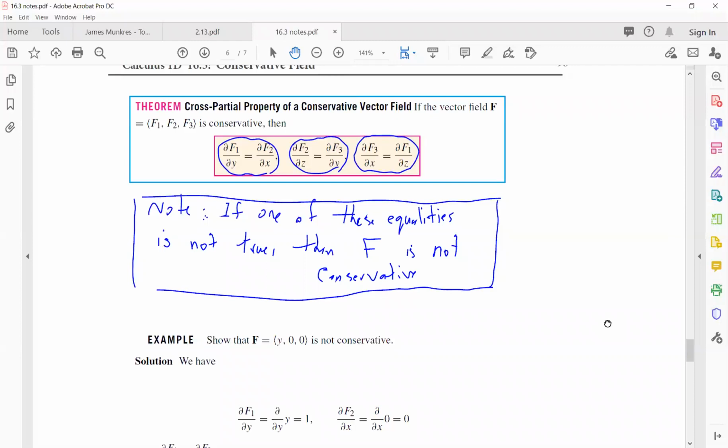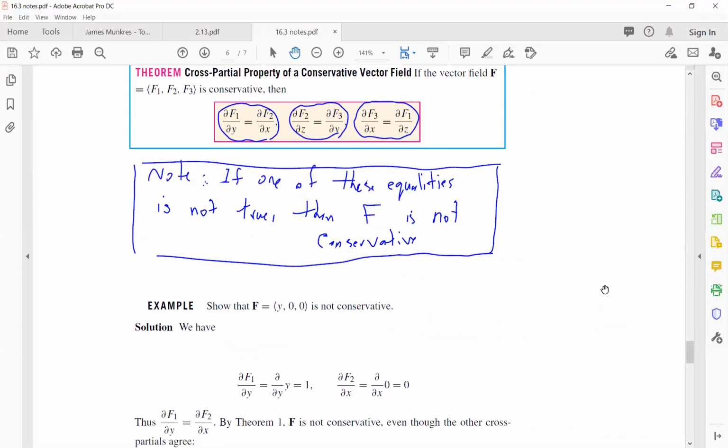Very well. Let's check to see what's going on here. Partial derivative of the first component with respect to y is equal to 1. Partial derivative of the second component with respect to x must be 1, but it is 0. Since they are not equal to each other, it means that your function is not conservative.